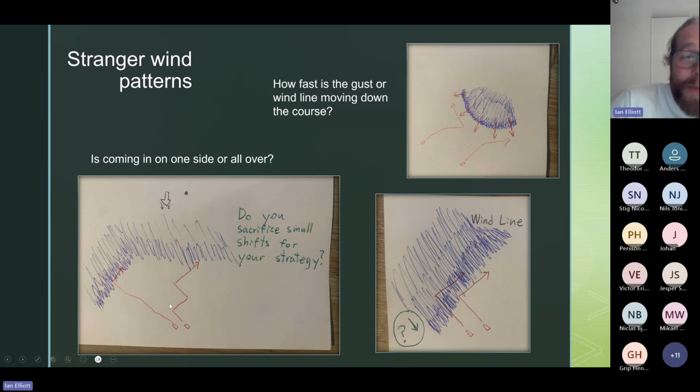So it could be worth protecting the left, going a little bit further left than the competition, if that means you get the breeze first. But if the breeze is going to make it all the way across the race course, you don't want to invest too much in getting to that side.